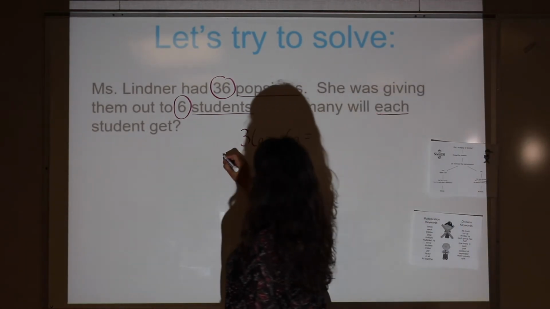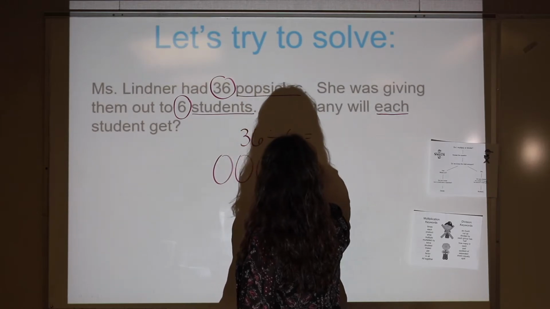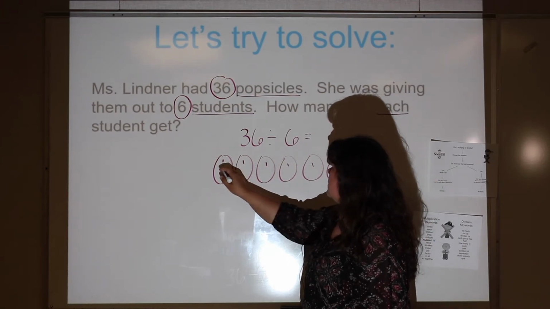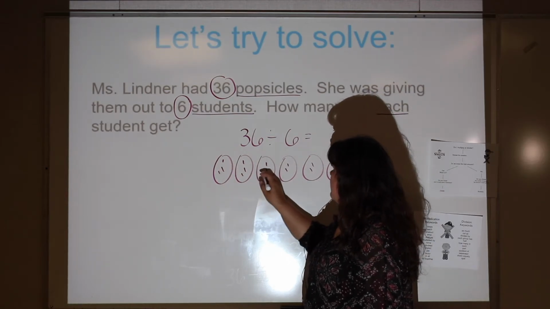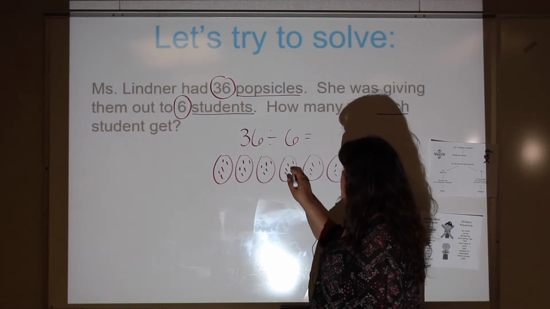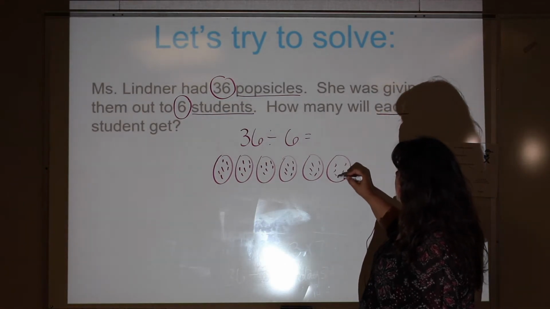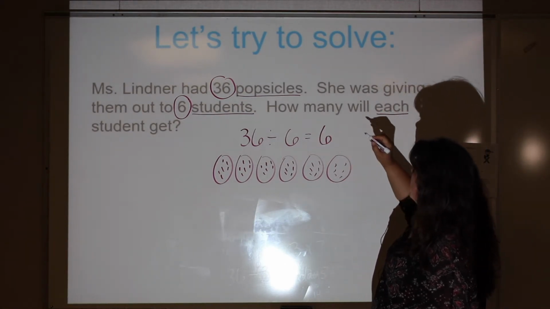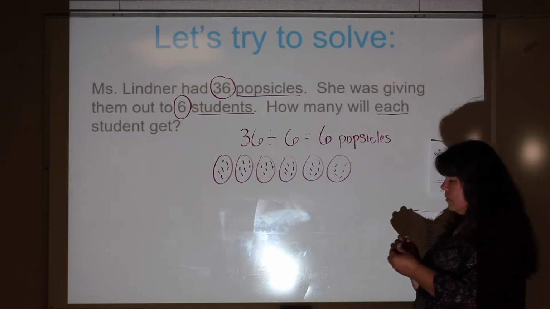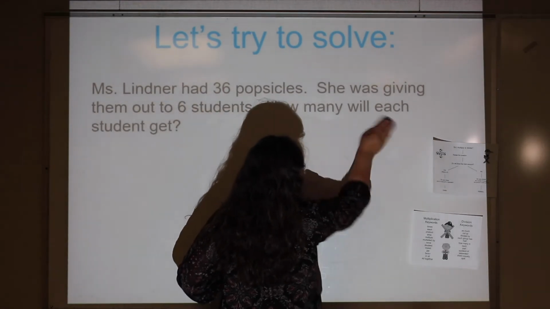Wow. So we can do 1, 2, 3, 4, 5, 6. Those are each of my students. Then 1, 2, 3, and so on up to 36. And that's 1, 2, 3, 4, 5, 6. Each student is going to get 6 popsicles. I hope they're hungry or hot. That's a lot of popsicles.